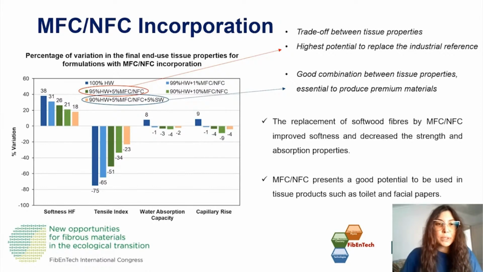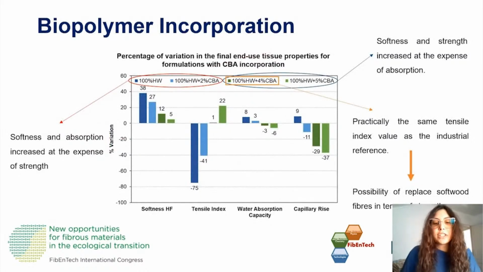Also, the formulation with hardwood pulps, softwood pulps, and micro-nanofibrillated cellulose also presents a good combination between softness, strength, and absorption properties essential to produce premium materials. So, still in the incorporation of additives, these figures present the percentage of variation in the final end-use tissue properties for formulations with commercial biopolymer incorporation.